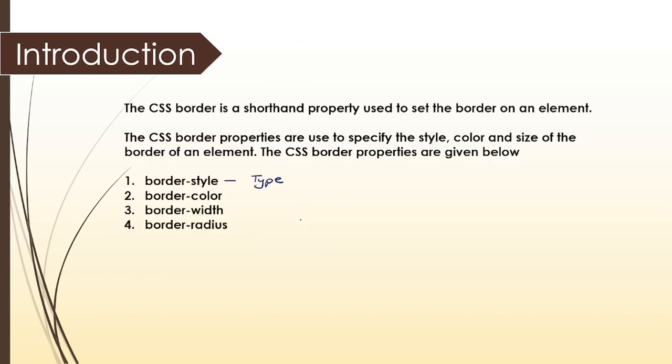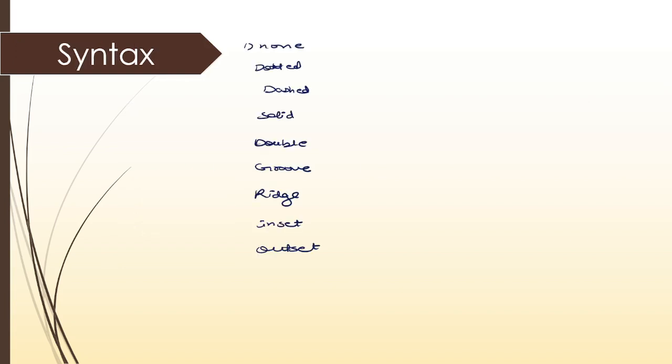Next we have dashed. Next is solid. Then we have double. Then we have groove. Then we have ridge. Write the spellings carefully, students. If you write the spellings incorrectly, then it will not work. Then inset and outset. So all these are the different border styles or different types of borders that you can use in your web page. Now the question comes here, how to use these types.